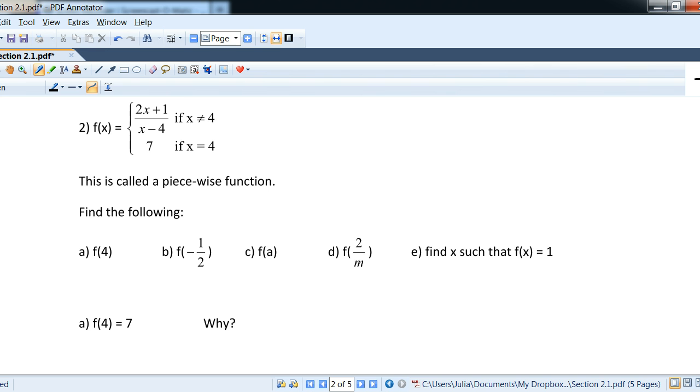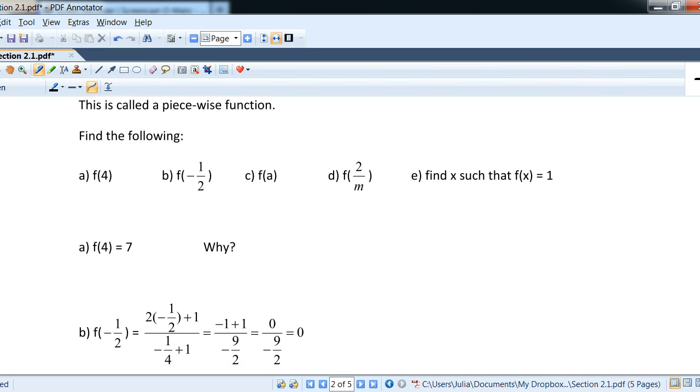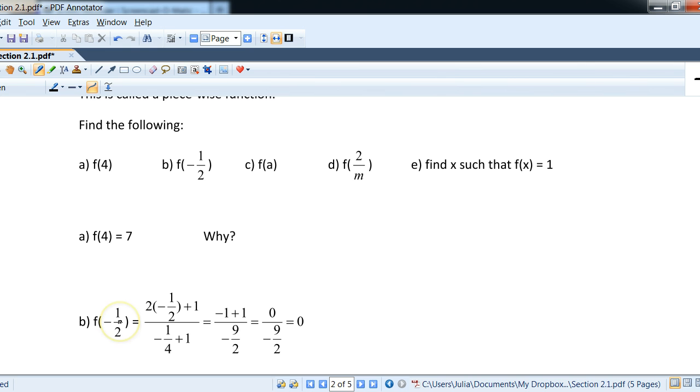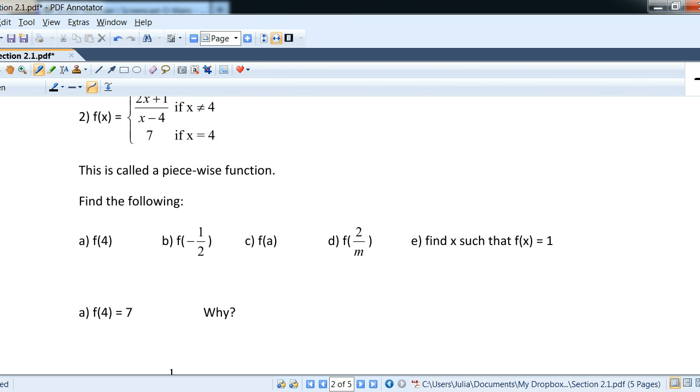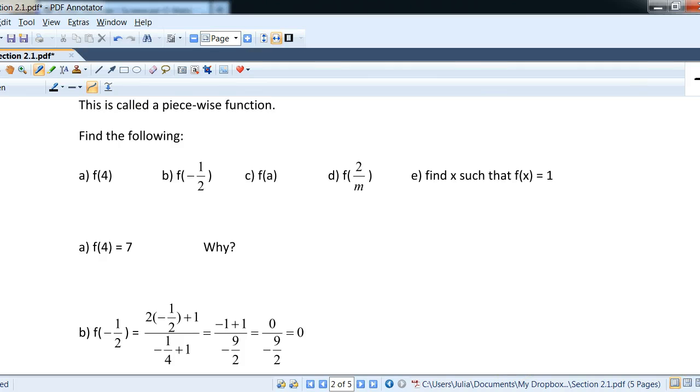Now let's see about f of negative 1/2. Well, negative 1/2 is not 4, so note how we have to plug it into the top portion. So I have 2 times negative 1/2, which makes negative 1, plus 1. And then we have negative 1 over 4 plus 1 in the bottom. Actually, it should be negative 1/2, I believe. Yeah. So note how we work this out. I believe this should be negative 1 over 2. I think this should be a minor typo.